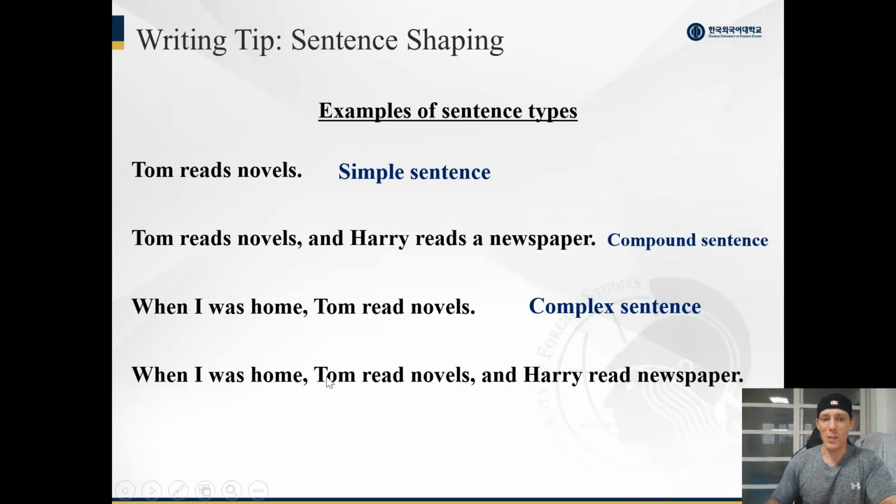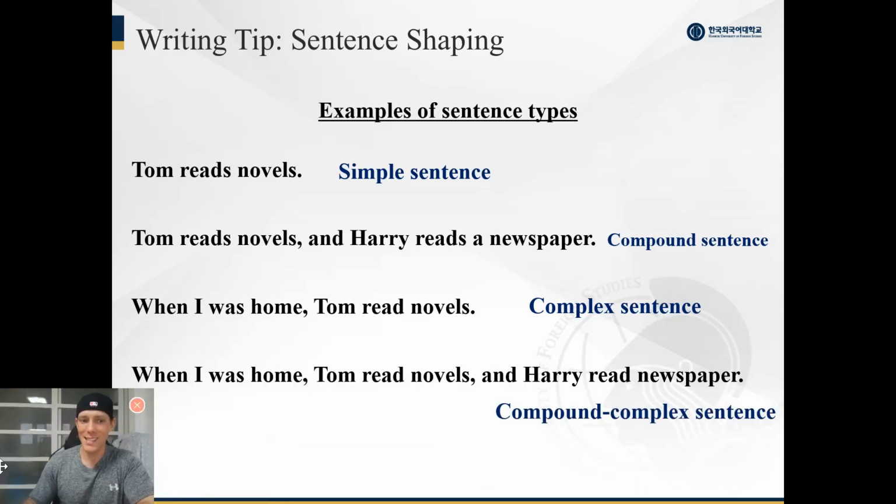And the last one: when I was home, Tom read novels and Harry read newspapers. So we can see here we have a complex sentence, comma here, so we have this one with this one, and then we have and, so we know that it's also a compound. So this is a compound-complex sentence.